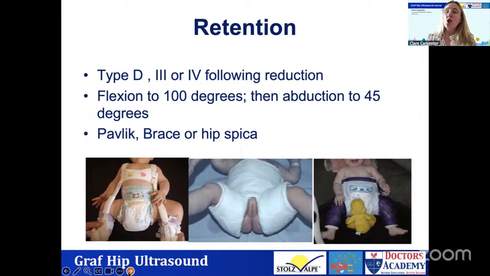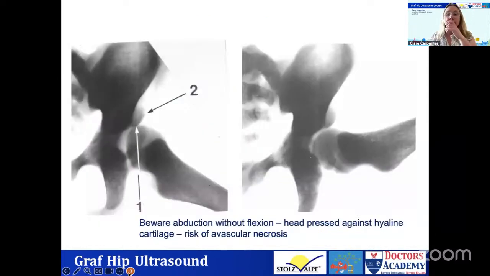And again, the other thing that is key in these hips is flexion. A lot of the time we look at abduction as important, but more and more we're coming to understand that flexion to 100 degrees, not beyond, is probably better because it directs those femoral heads deeper into the acetabulum rather than just abducting those hips. And again, as we've said before, a Pavlik, any sort of splint or hip spica can achieve that for you.